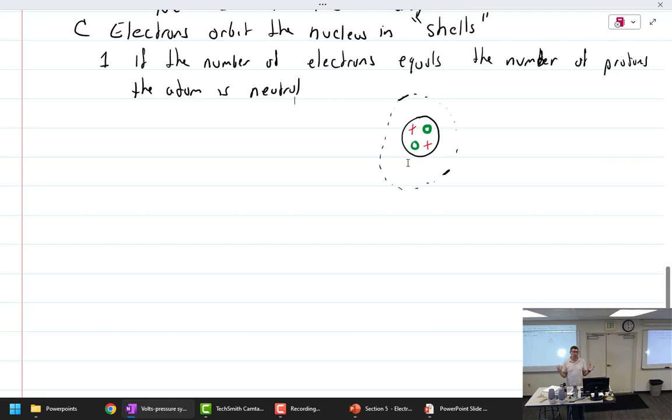But then you have to say, well, then why doesn't the electron just stick to that? Well, because electrons have so much energy, they're like a toddler on crack. They just bounce around.